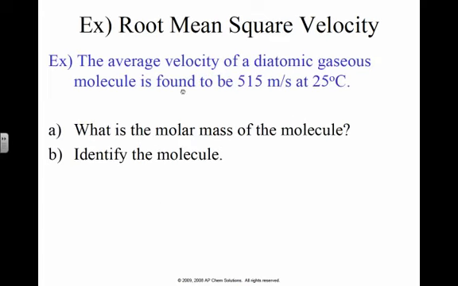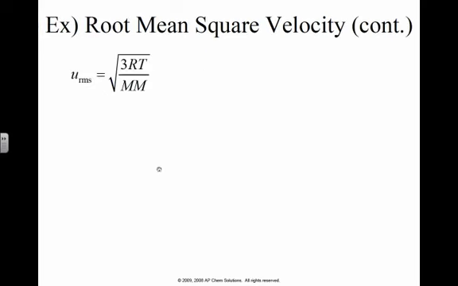So the average velocity of a diatomic gas molecule is found to be 515 meters per second at 25 degrees Celsius. What is the molar mass of the molecule? Identify the molecule. Okay, so I'm going to use this right here. I have my root mean square, it's 515. I've got 3. I've got 8.314, and I think they gave me the temperature, 25 degrees Celsius. We're going to be solving for molar mass.